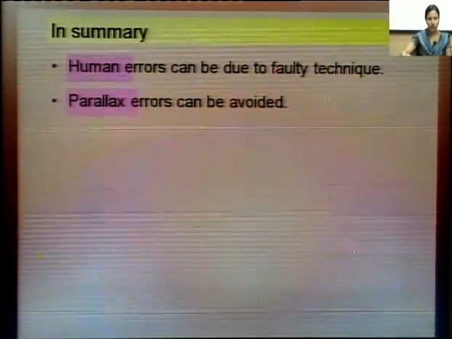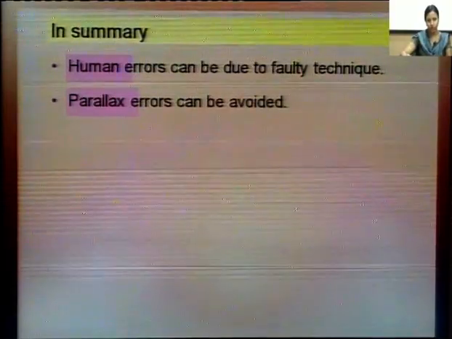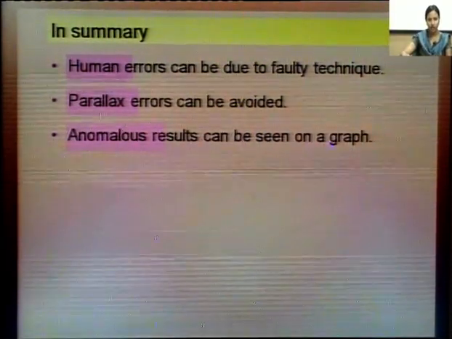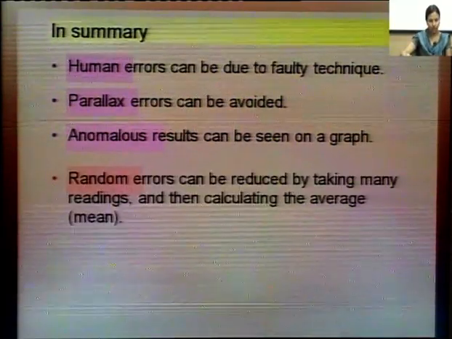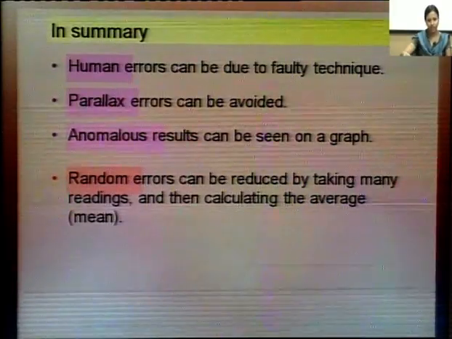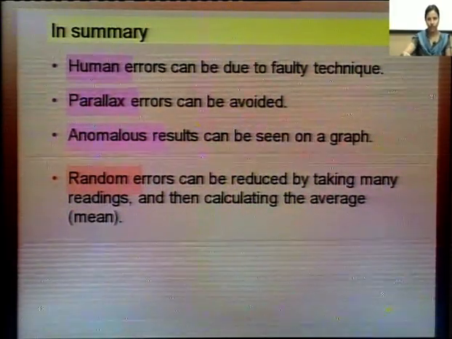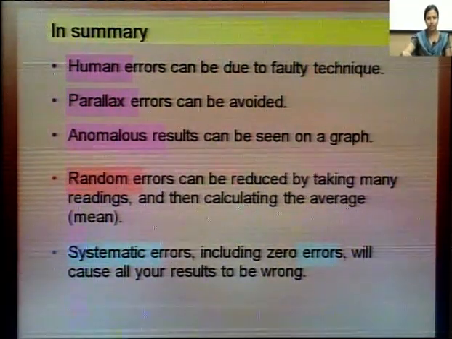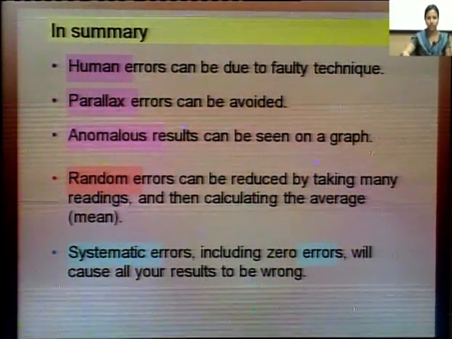In summary, human error can be due to faulty technique, parallax error can be avoided, anomalous results can be seen on the graph, and a random error can be reduced by taking many readings, then calculating the average or mean. Systematic error, including zero error, will cause all your results to be wrong. Thank you.